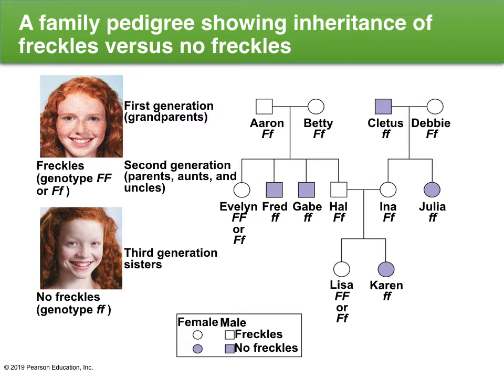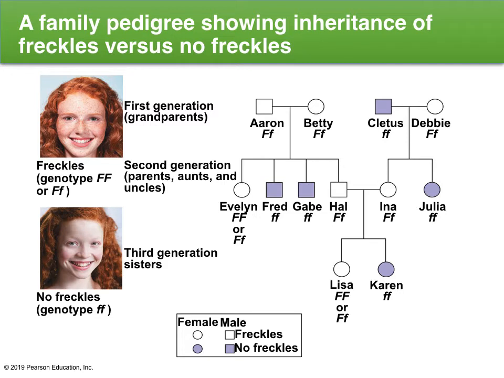So here we have the first generation, in this case grandparents, second generation parents, aunts, and uncles, and third generation, in this case, is only 2 individuals and their sisters. Now, if you look at the key here, female is designated by round, male is designated by square. The dominant is not filled in, the recessive is filled in, because if you think about it, you're less likely to see the recessive, so you want that to stick out.